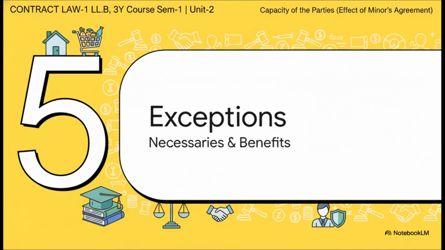Having established the general rule, we now turn to the exceptions in Section 5. The law recognizes that an absolute, unyielding rule can sometimes lead to injustice. Let us explore the specific situations where a transaction involving a minor may be, to some extent, enforceable.